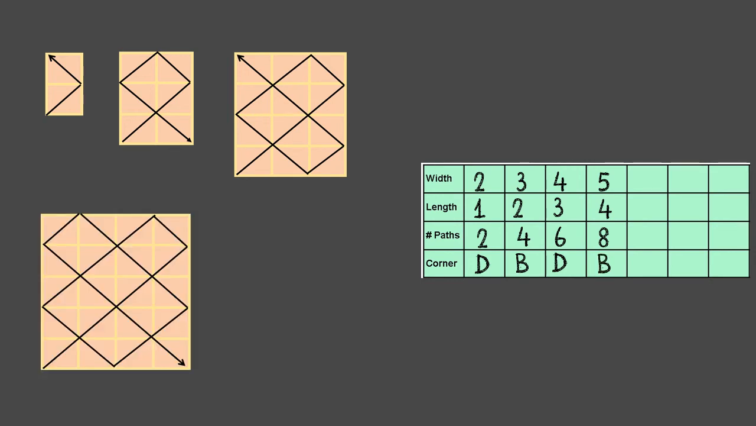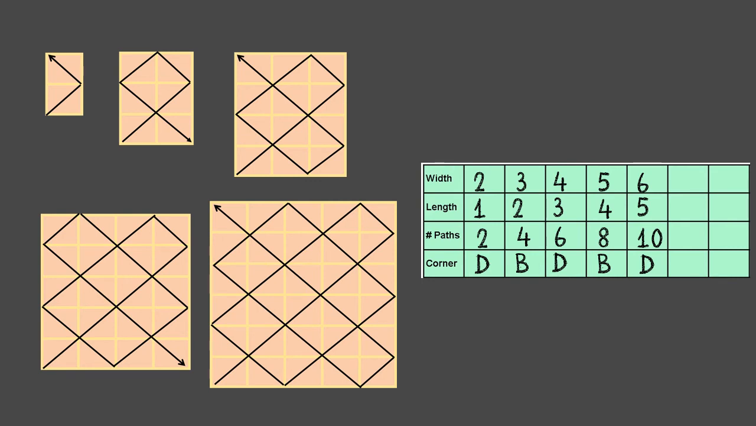Let's see. That's true. So you're seeing a relationship between these numbers. Is there a ratio that's going on here? Is there a pattern that's being followed? If we have a 6 by 5, we would have a path of 10 ending up in what corner? I'm going to guess D. Correct. That's correct, because that's the path it follows.